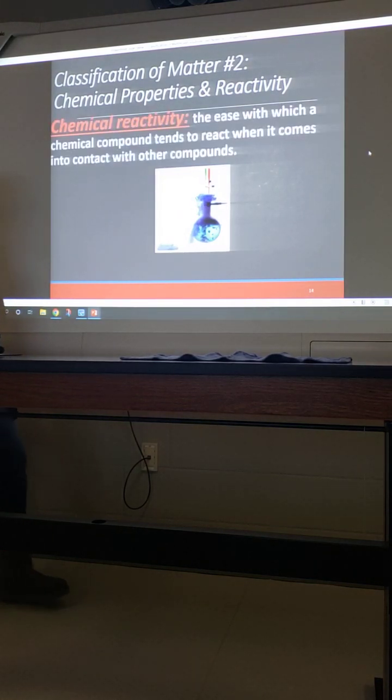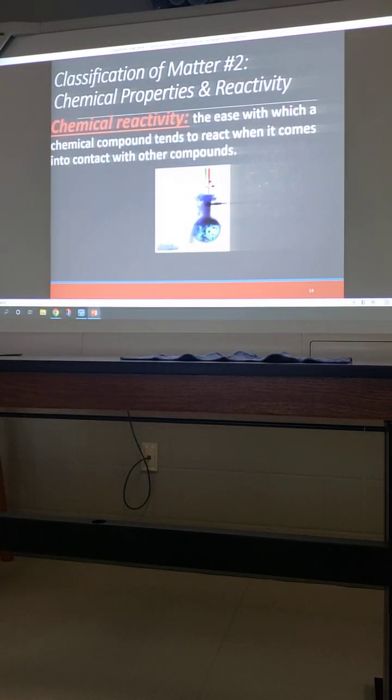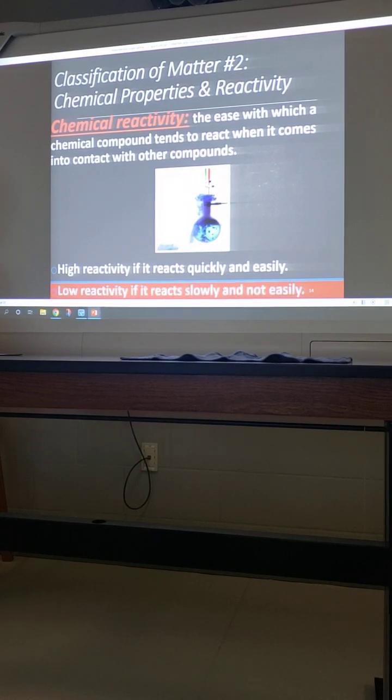Okay, so chemical reactivity is the ease with which a chemical compound tends to react when it comes in contact with other compounds. And again, we're not going to get into those specifics. We know that it has to do a lot with how many electrons are in that valence area. If they're close to having a full valence, then they're going to be really reactive. If they already have a full valence, they're not going to react at all, like our noble gases. So high reactivity if it reacts quickly and easily, low reactivity if it reacts slowly and not easily. Our alkali, alkaline, and halogens would have high reactivity. Our noble gases would have low reactivity. They're already happy the way they are.